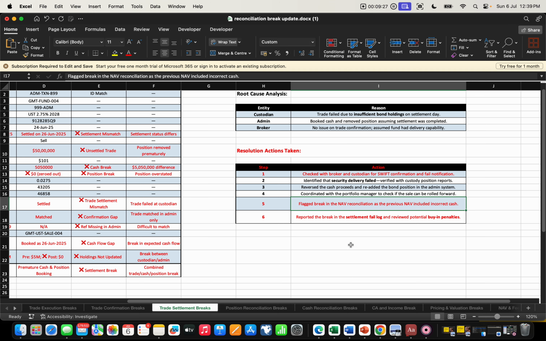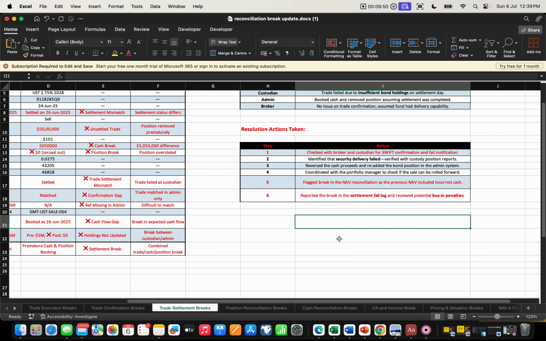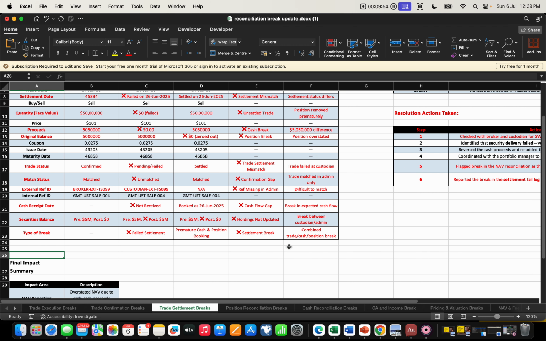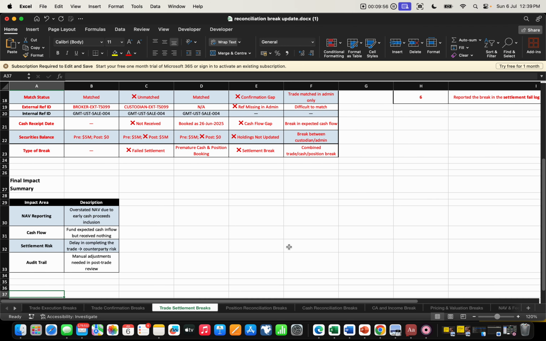The break in the NAV reconciliation at a previous NAV includes incorrect cash, so it will impact your previous NAV as well. Then you have to rerun your task from the trade date. So if the trade date was 2-3 days before, you have to run the task from those 2-3 days to correct your NAV. Report the break in the settlement fail log and review the potential buy-in penalties as well. If the trade fails at the custodian side, they have to bear the penalty to cover the same.